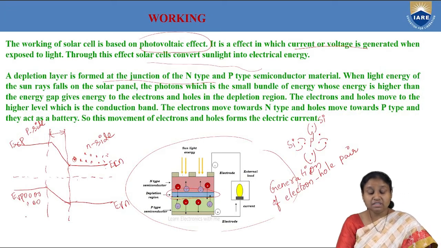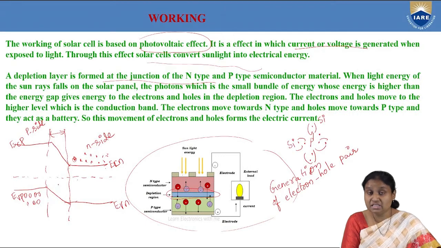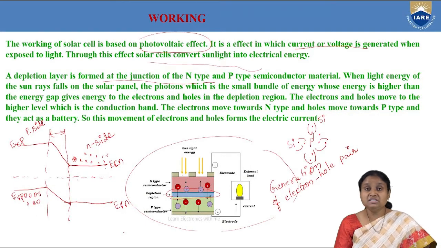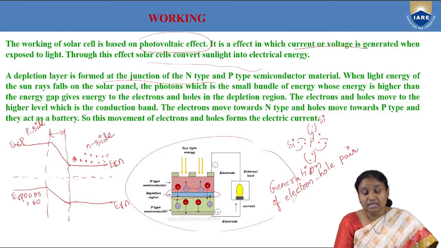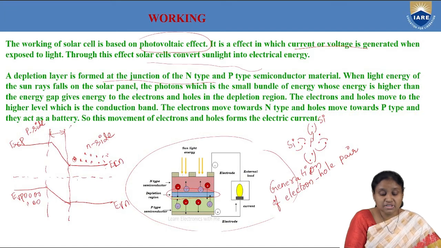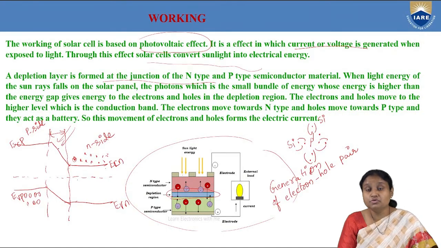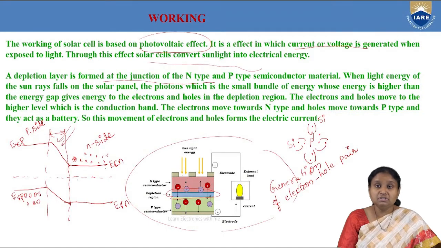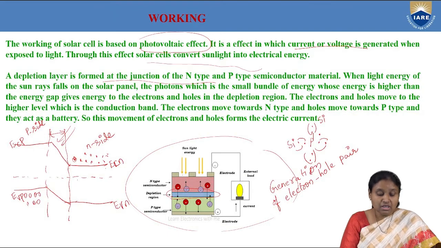Once, of course, in the depletion layer, we know that we have a lot of immobile charge carriers. So what are those immobile charge carriers? On the N side, we have immobile positive ions, and on the P side, we have immobile negative ions. Now, once we expose them to sunlight, which consists of photons, these photons are going to be incident on those immobile charge carriers.